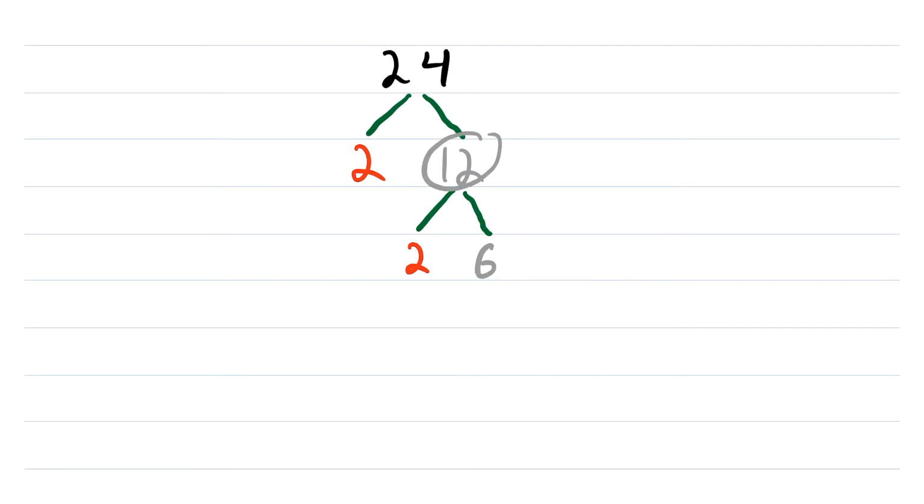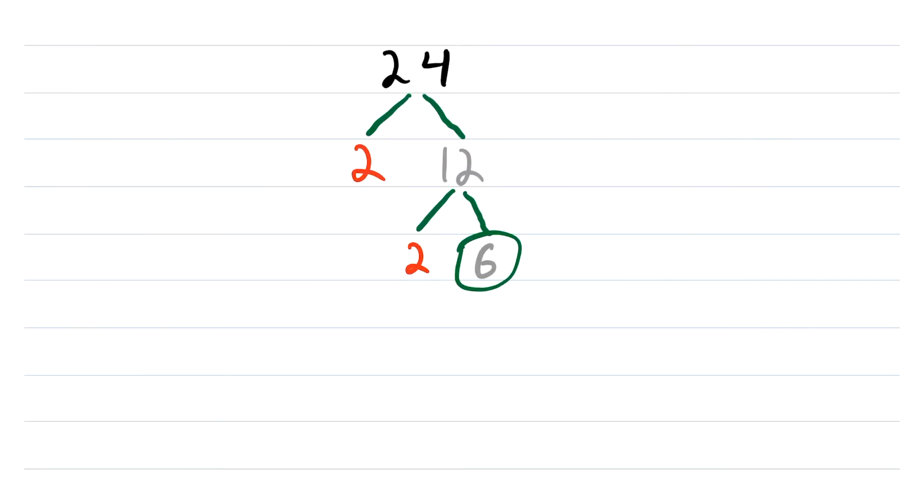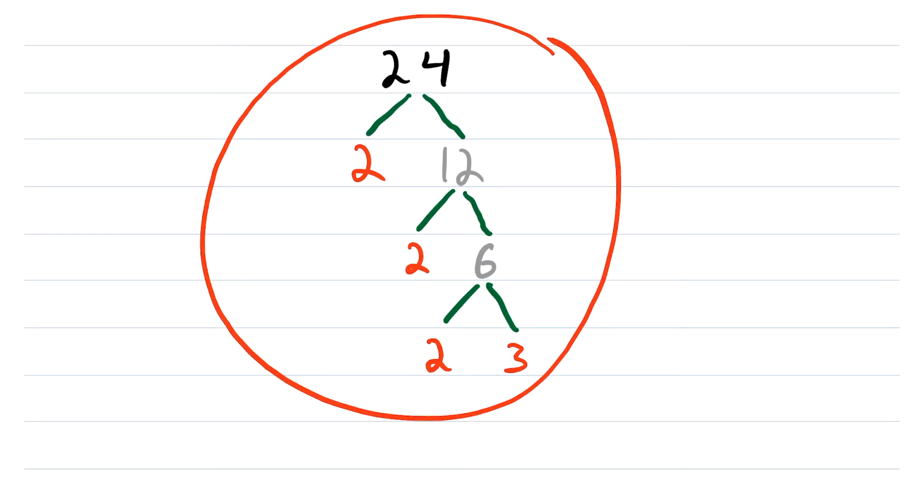Now we've broken down 12 into 2 times 6. Again, we don't factor 2 any further because it's prime, but we do need to keep factoring 6, so we'll draw two more branches, and I know that 6 is equal to 2 times 3. So I'll write 2 and 3, both in red because they're both prime numbers. And now we're done. This is the factor tree of 24.